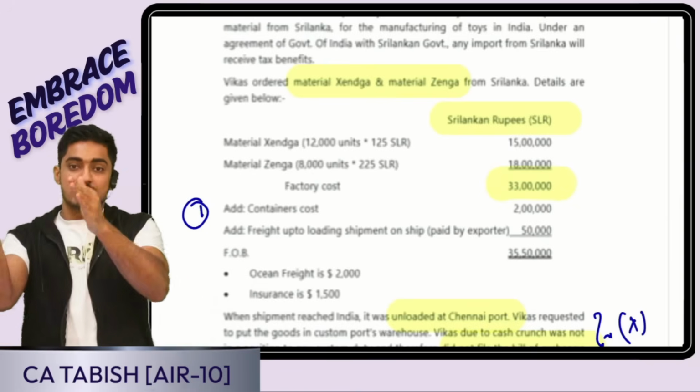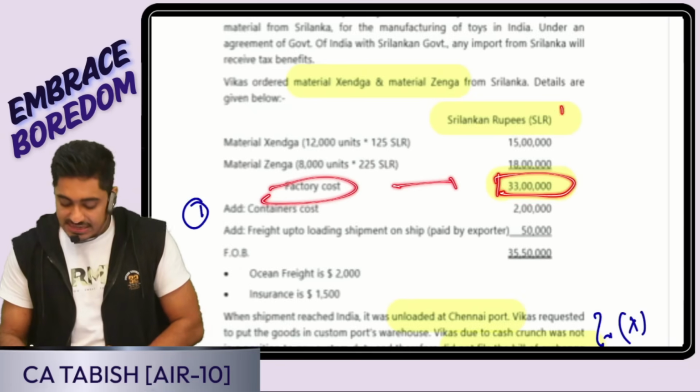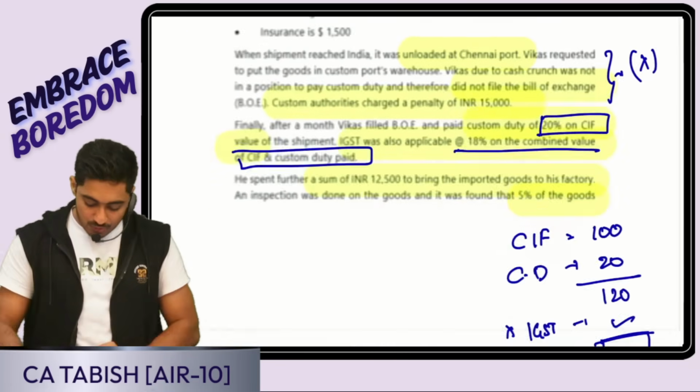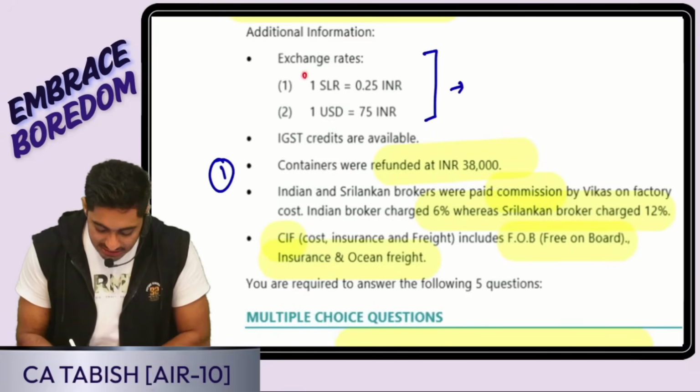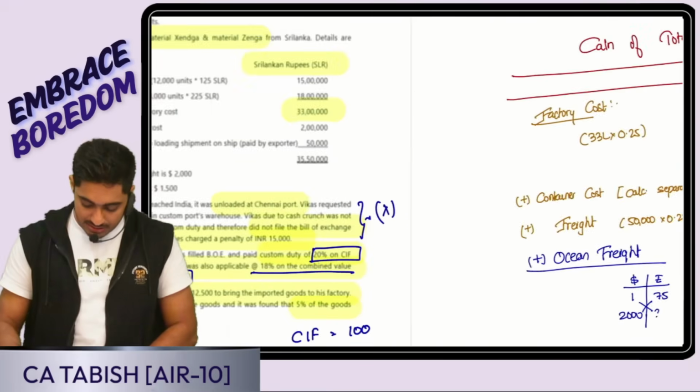They are not asking individually for products. Total basis they are asking. Factory cost is how much? 33 lakh Sri Lankan rupees. I want it to convert into INR. What is the question telling? 1 SLR is going to be 0.25 INR.